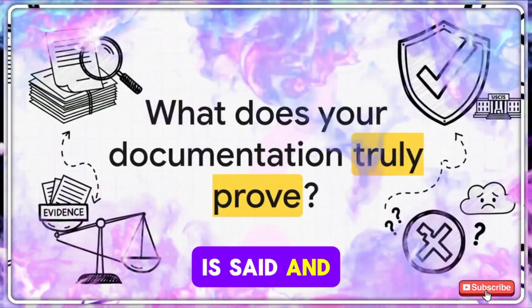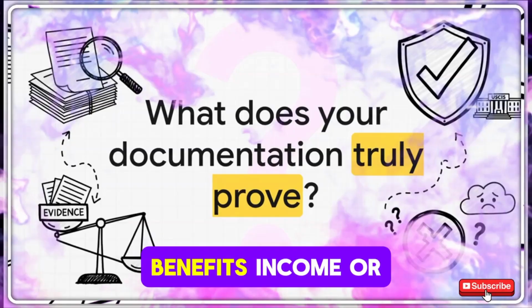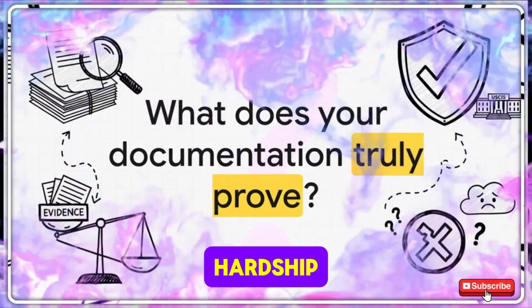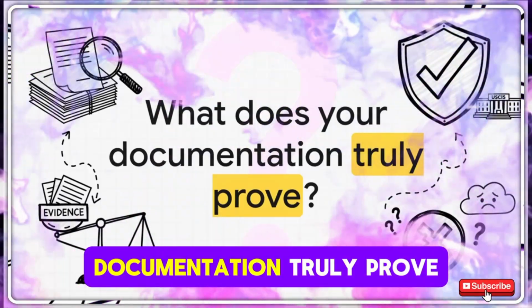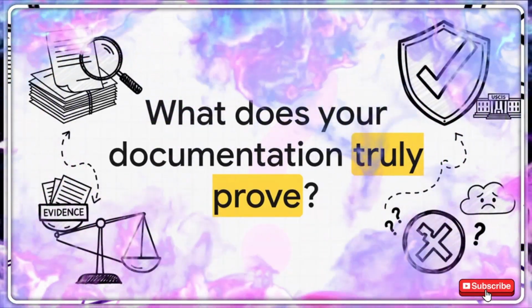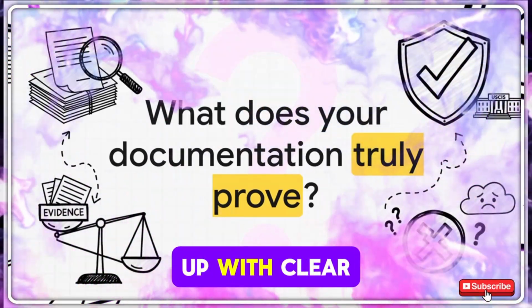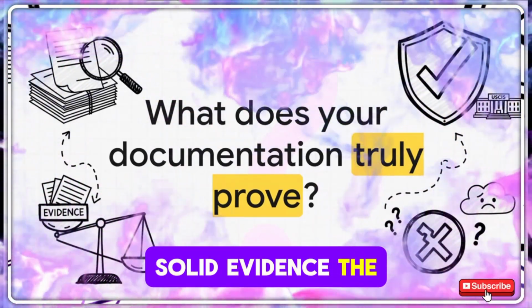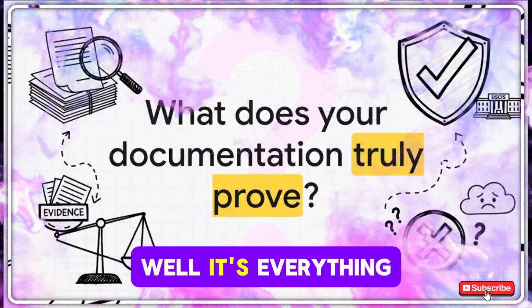So when all is said and done, it doesn't matter which of these three paths you take, benefits, income, or hardship. It all boils down to one simple question. What does your documentation truly prove? You might be in a situation that qualifies, but if you can't back it up with clear, solid evidence, the request is going to fail. The quality of your proof? Well, it's everything.